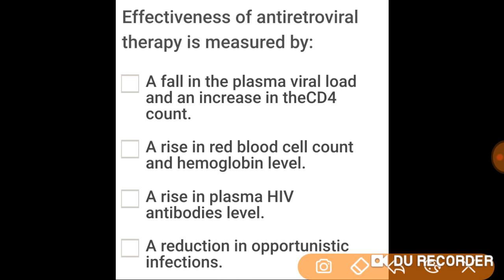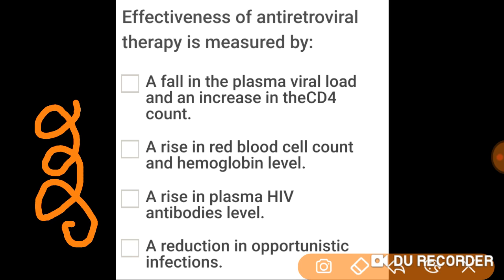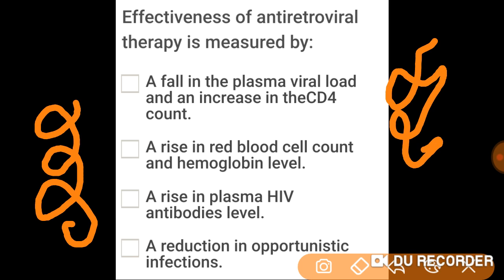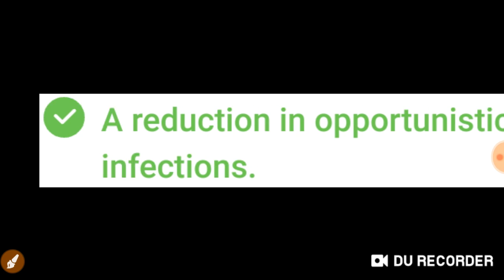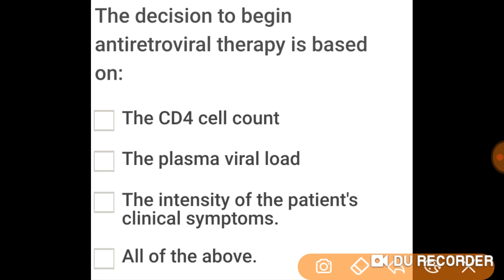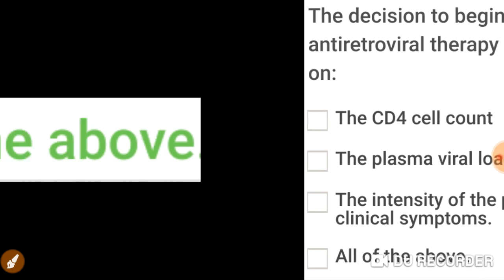Now, effectiveness of antiretroviral therapy is measured by fall in plasma viral load and increase in CD4 count. Rise in red blood cell count and hemoglobin level? No. Rise in plasma HIV antibodies? No. Reduction in opportunistic infections? I think so. Now, the decision to begin antiretroviral therapy is based on CD4 count, plasma viral load, intensity of symptoms, clinical symptoms, all. So D is the answer.